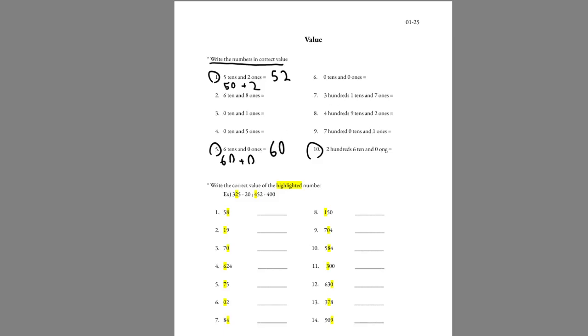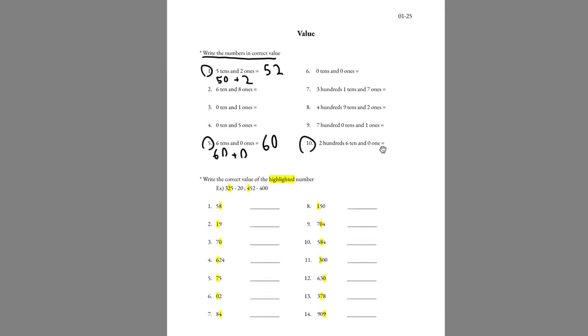So number 10: 2 hundreds, 6 tens, and 0 ones. 200 is 200, 6 tens is 60, and 0 ones is just 0. Adding these together, we have 260, which is our answer. Now for this part, we have to write the correct value of the highlighted number. Let's try out 1, 5, 10, and 14.